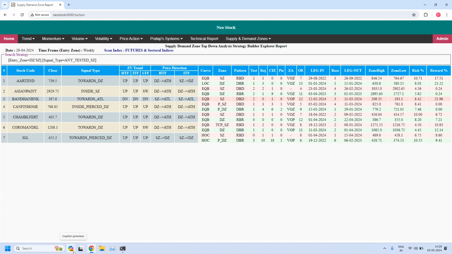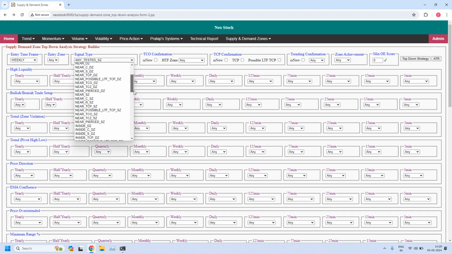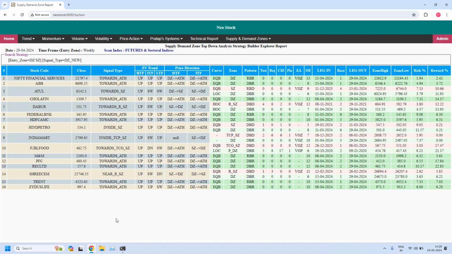Okay, now let's find newly created demand and supply zones during this week. Let me go back. For weekly time frame, let us find stocks having newly created weekly demand zones. So 16 stocks. These 16 stocks are having newly created weekly demand zones.